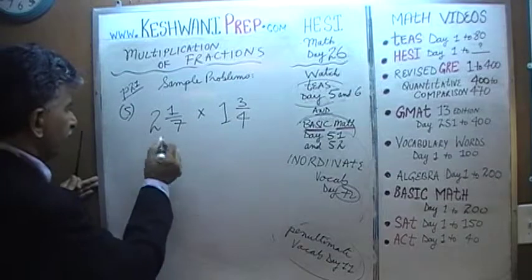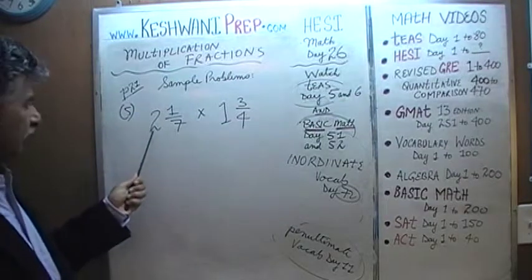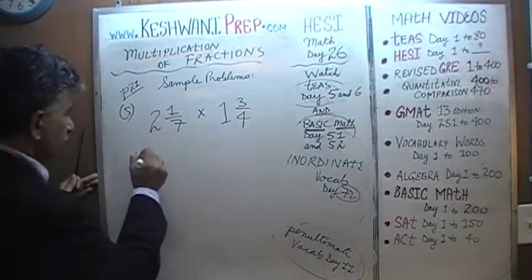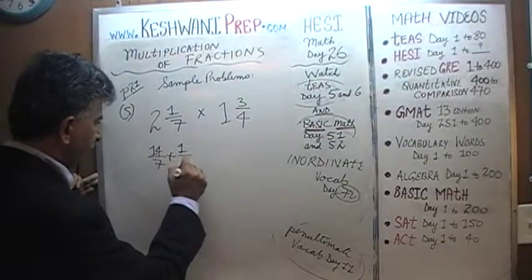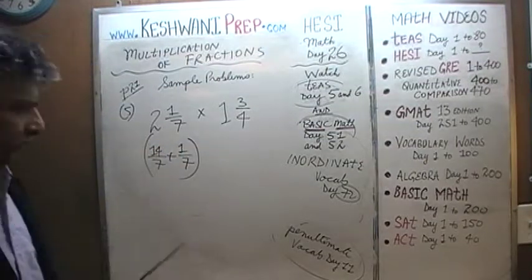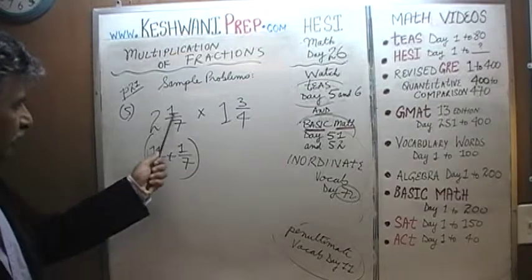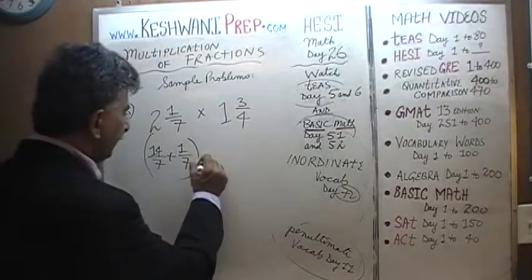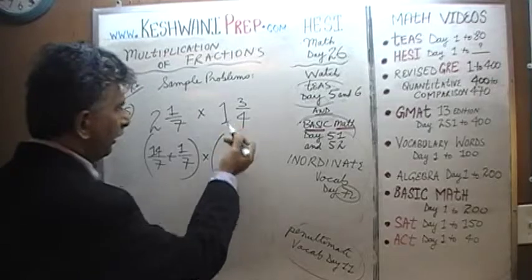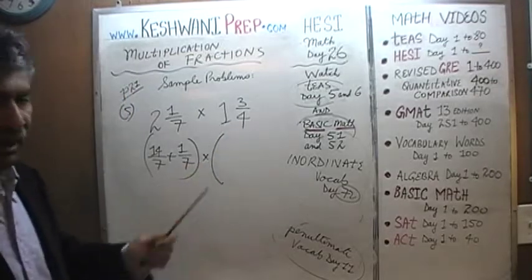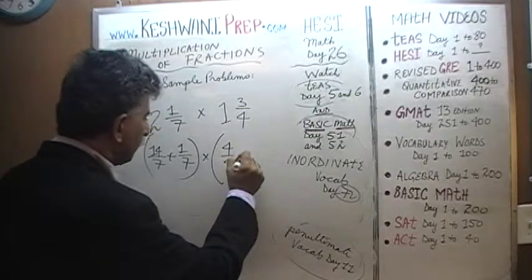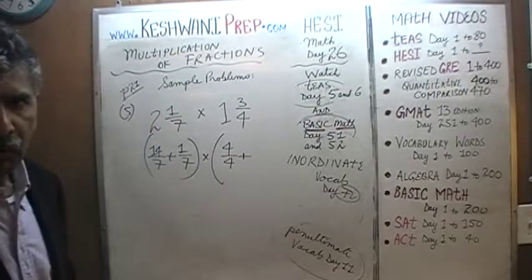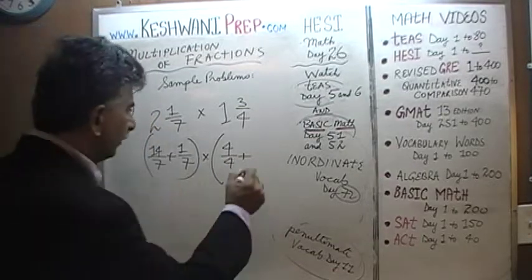We need a denominator of 7, so 2 can be written as 14 over 7, and then plus 1/7. So that's the first quantity. This is 2 plus 1/7, which is 2 1/7, times 1 3/4. How can we write 1 with a denominator of 4? Well, that is simply 4/4. 4 quarters make 1. 1 3/4.